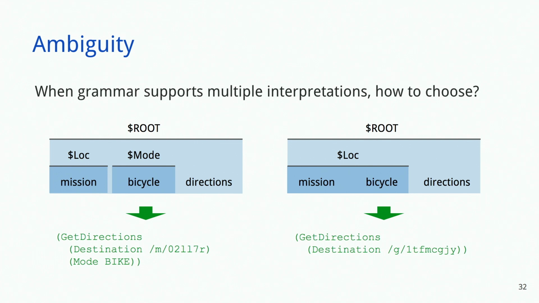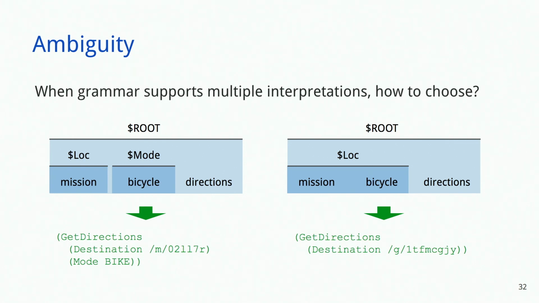One possible interpretation is that we want to get to the mission by bike. I want to ride my bike to the mission. That's certainly a possible interpretation. It turns out that there's a bike shop called Mission Bicycle. So another possible interpretation is I want directions to Mission Bicycle, and I'm not specifying a transportation mode. Maybe I want driving directions, but where I want to go is Mission Bicycle.